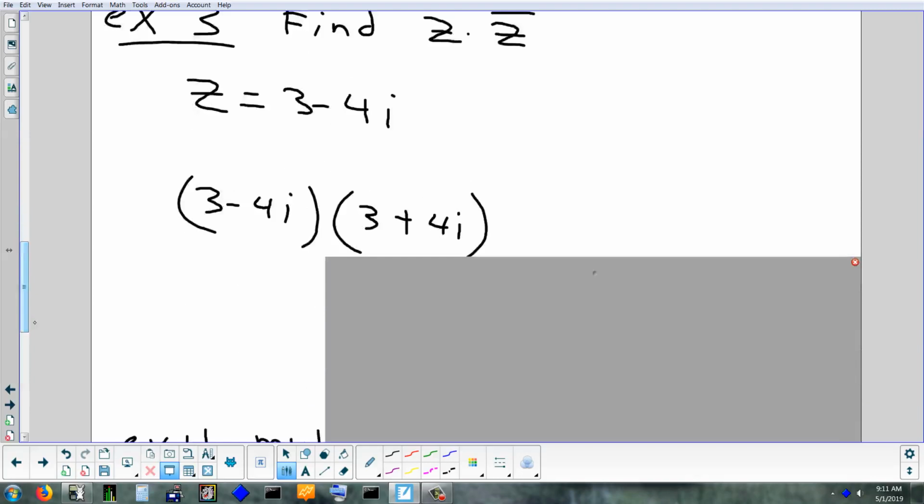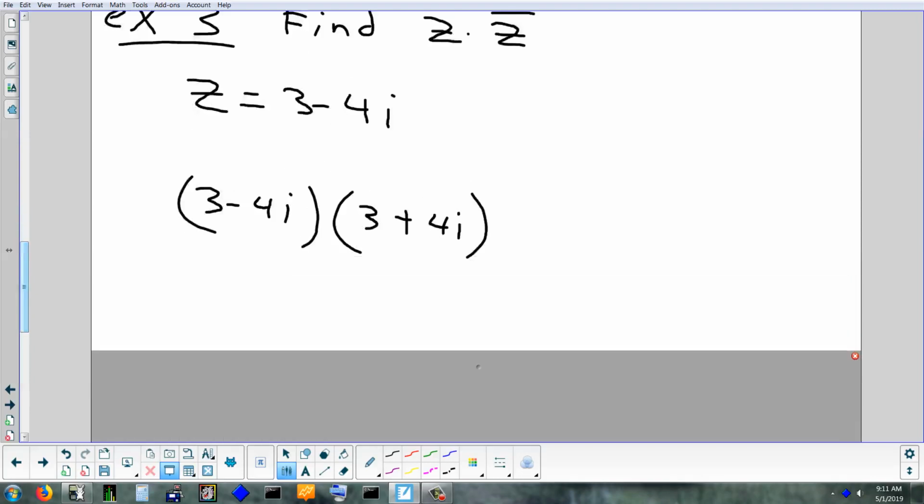Now, I already know the answer is 25. Not because I've done this problem before, but because I actually just did the whole problem in my head. And I didn't FOIL. We're going to FOIL, but you're going to see you don't need to FOIL. There is a shortcut to multiply these together. Watch what happens. Start with the first, and remember, 25, that's what I told you the answer is going to be. 3 times 3 gives me how much? 9. How about 3 times 4i?